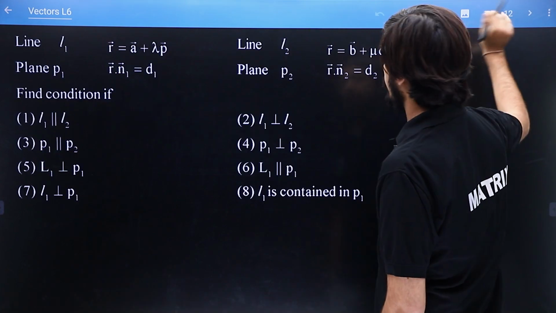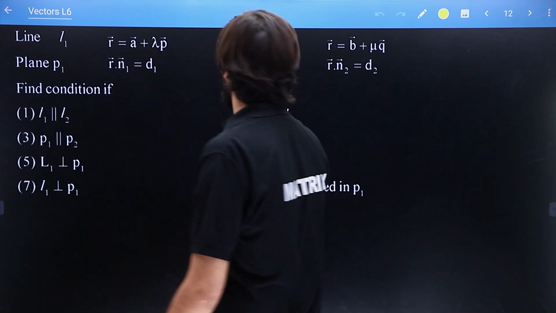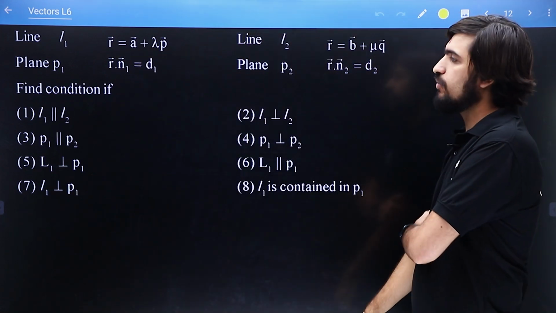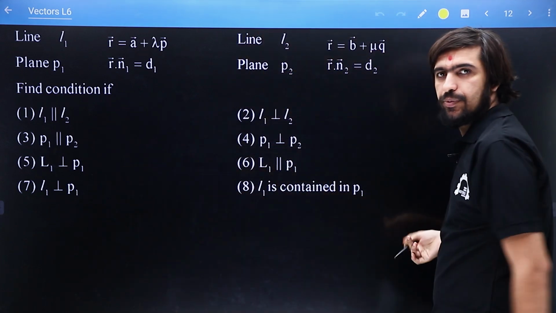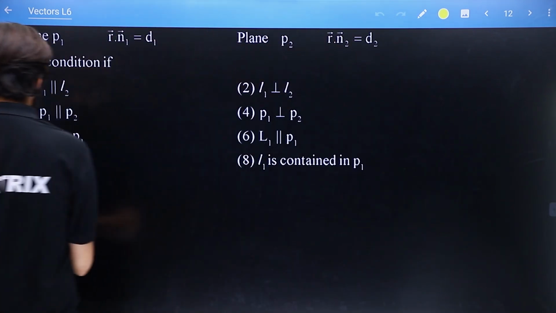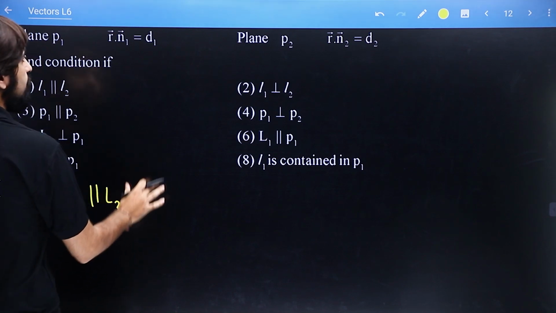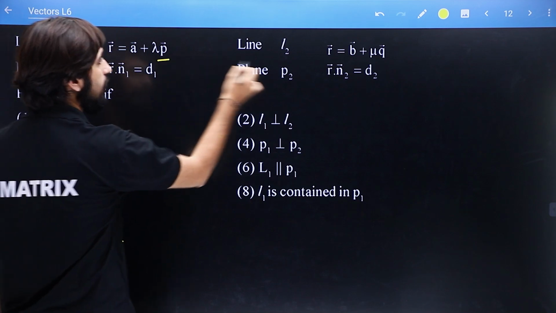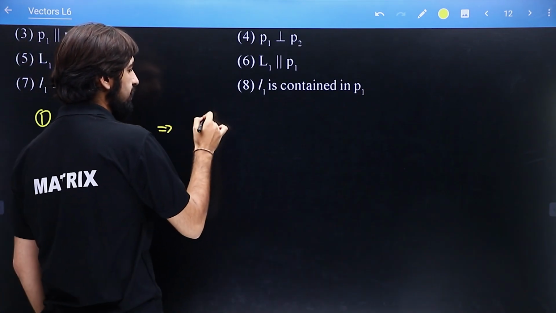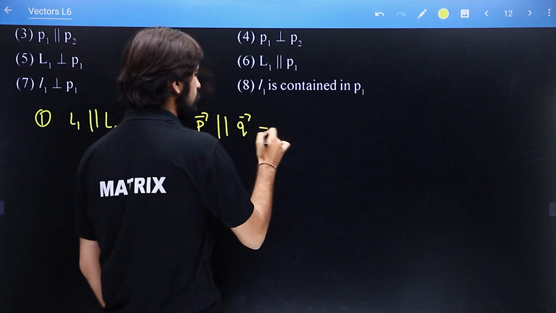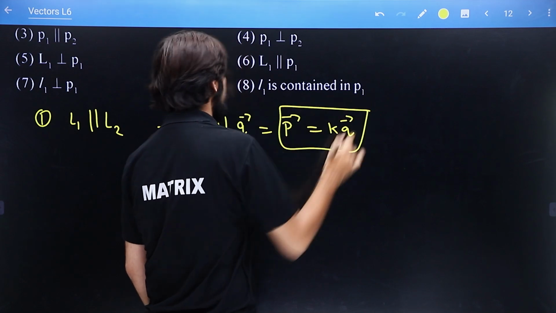Next part. Now, these are the conditions given. Lines L1, L2 are given, plane 1 and plane 2 are given. Then we have to find the condition if L1 is parallel to L2. These are all previous conditions. First we will see L1 is parallel to L2. If L1 is parallel to L2, then 100% direction of L1 and L2 are also parallel. So we can write vector P is parallel to vector Q. So vector P is equal to K times vector Q. This is your condition of when two lines are parallel.